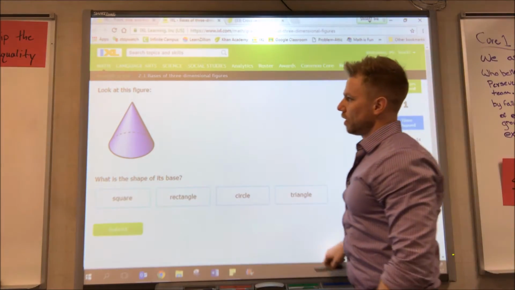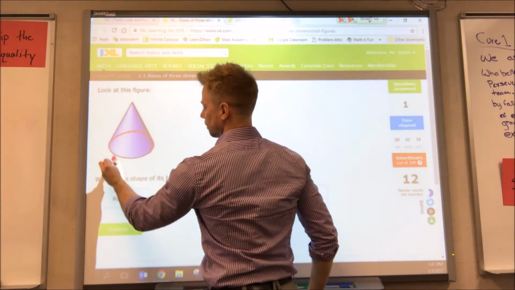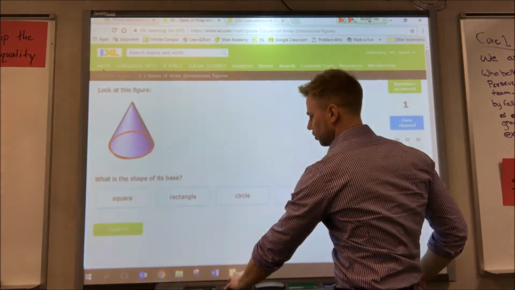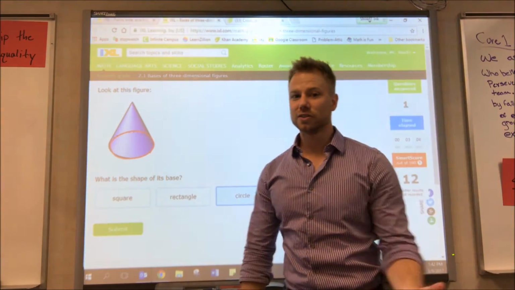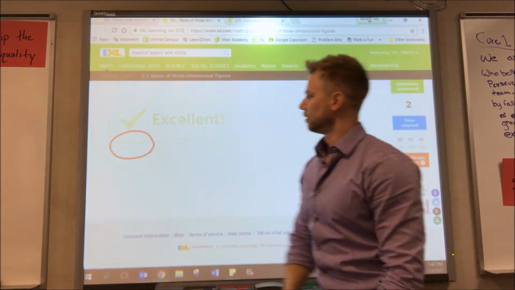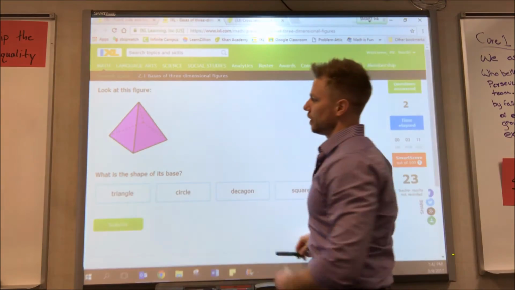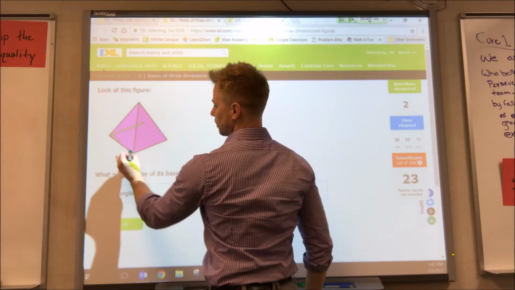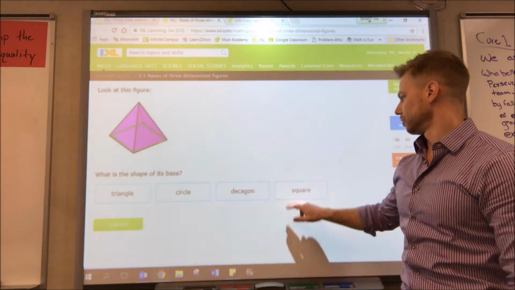Good, this is a cone. It has 1 base, and it's at the bottom, and it's going to be the circle. When you have a pyramid or a cone, there's not 2 bases, there's only 1. So it's that circle. Let's try one more. We have another pyramid. So the base is going to be the one on the bottom there, which is the square.